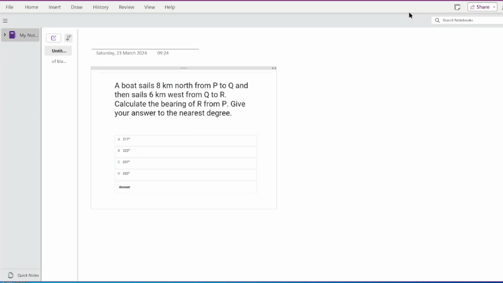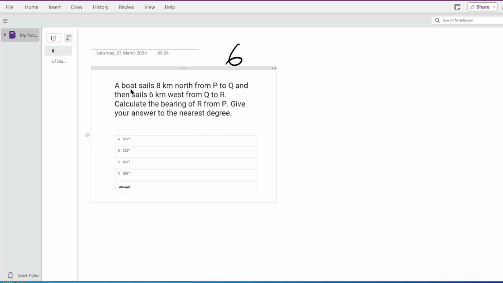This is the sixth question of the 2023 JAMB questions, and it says a boat sails 8 kilometers north from P to Q, and then sails 6 kilometers west from Q to R. Calculate the bearing of R from P and give your answer to the nearest degree. This question shows that this is a bearing question. You should have a good knowledge of bearing.